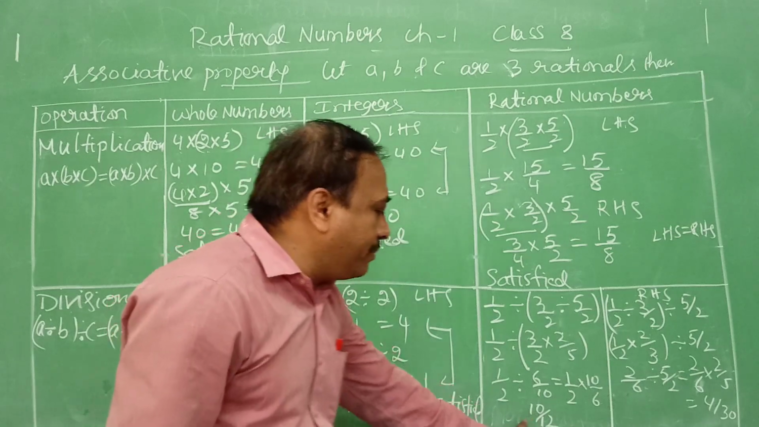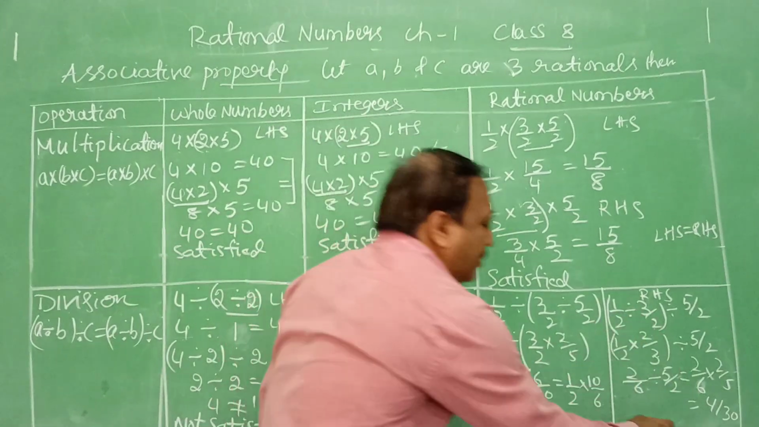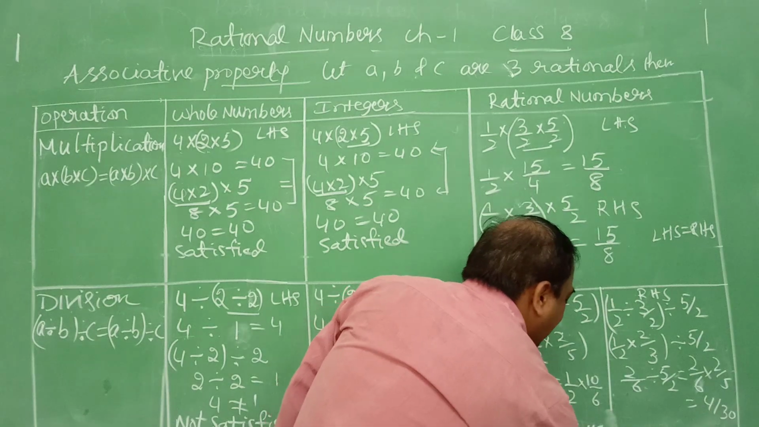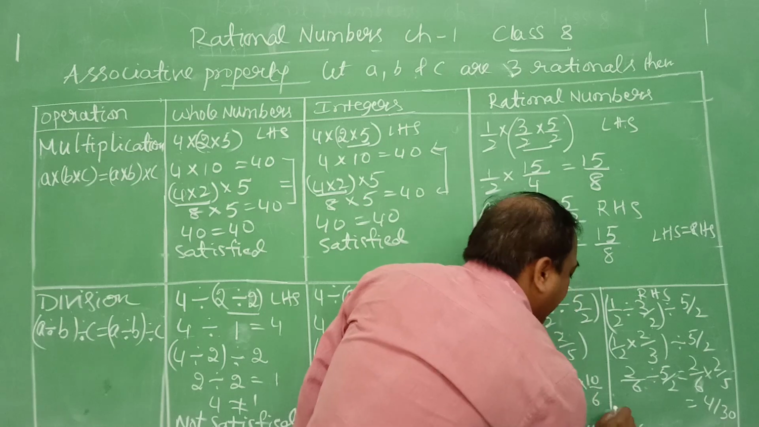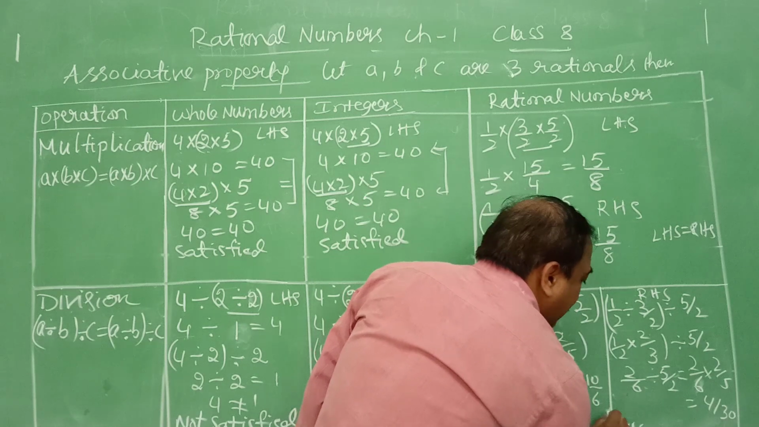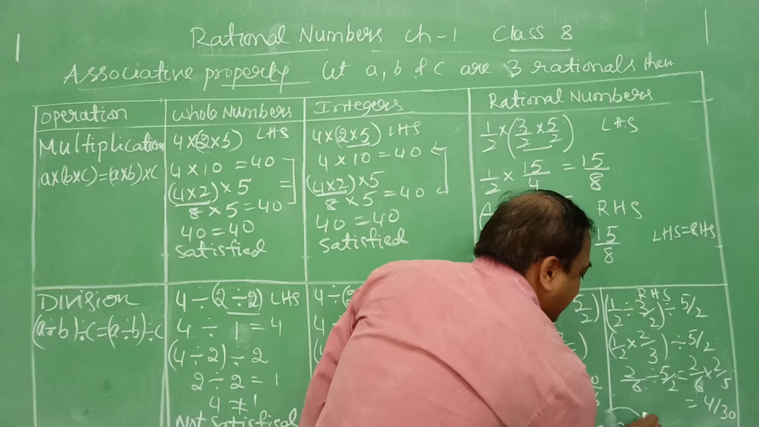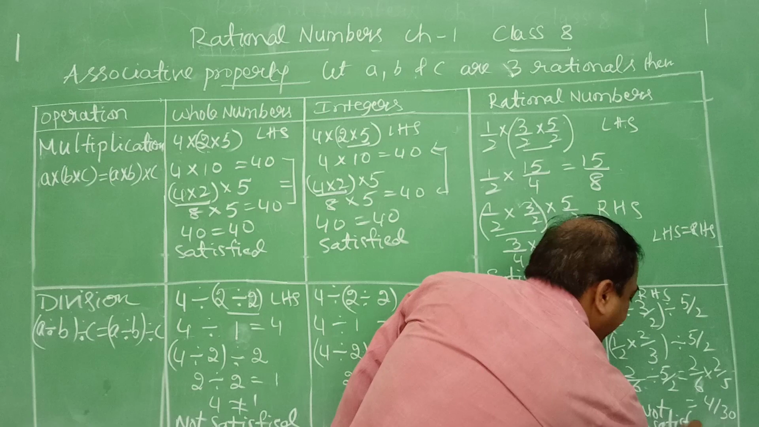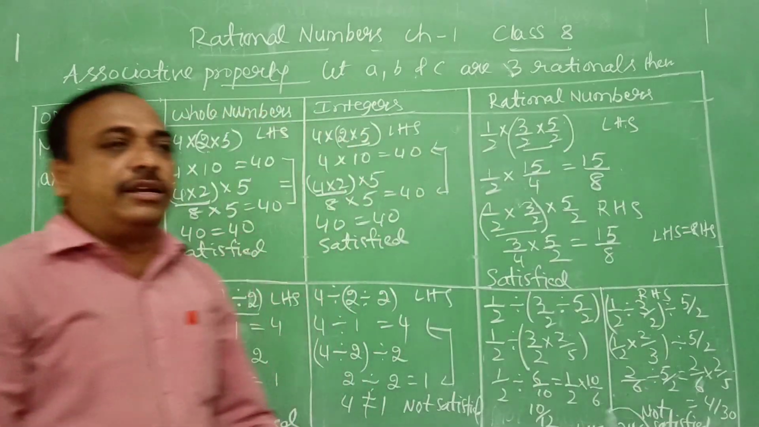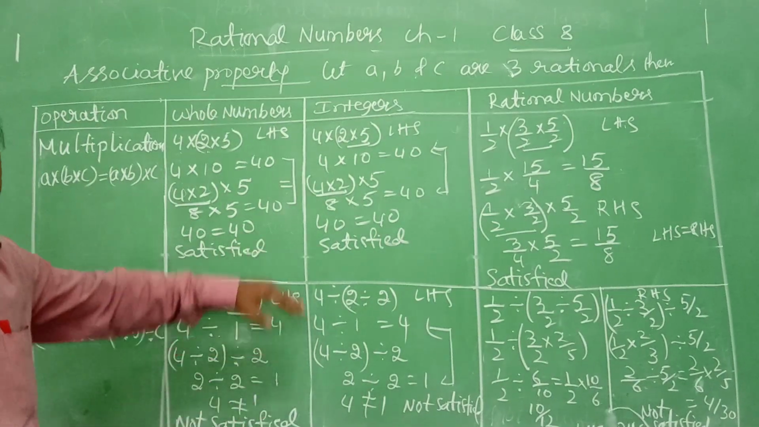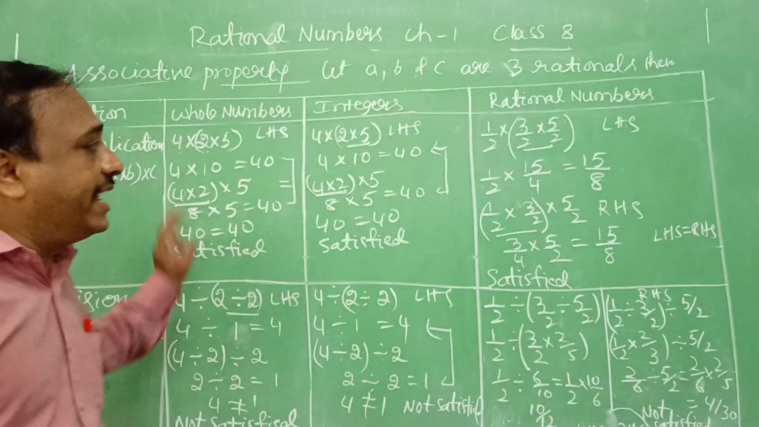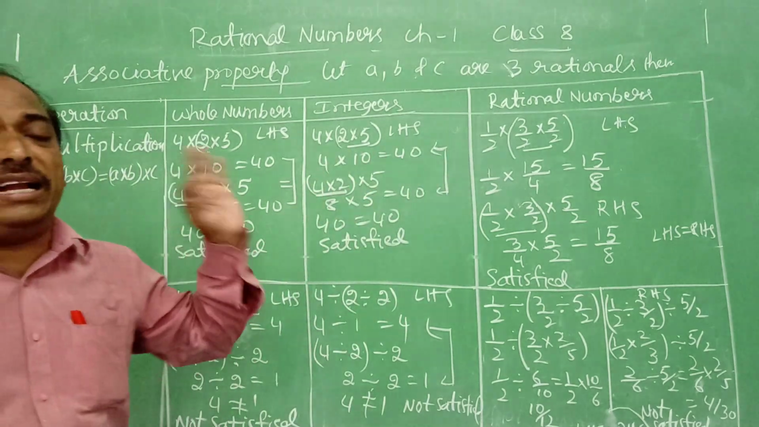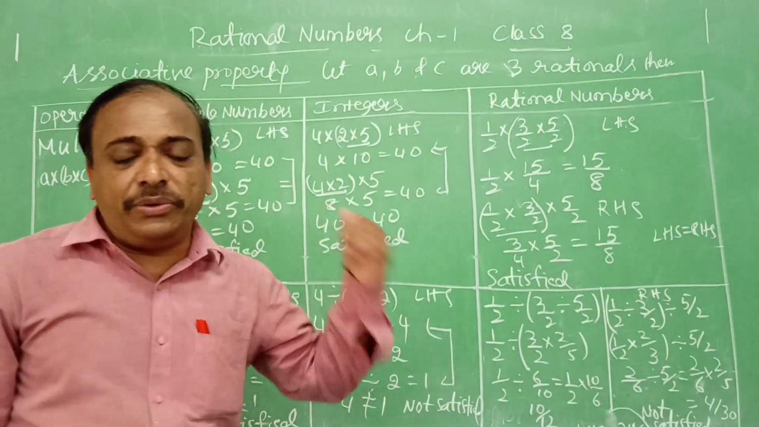Are these two equal, 10 by 12 and 4 by 30? Not equal. So LHS is not equal to RHS. Therefore the property does not satisfy. Not satisfied. So under the division of rational numbers, the associative property does not satisfy. It is satisfied under multiplication and addition, but not for subtraction and division. I hope it is clear to you.